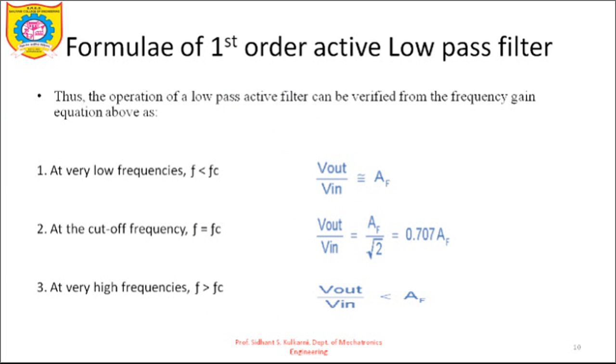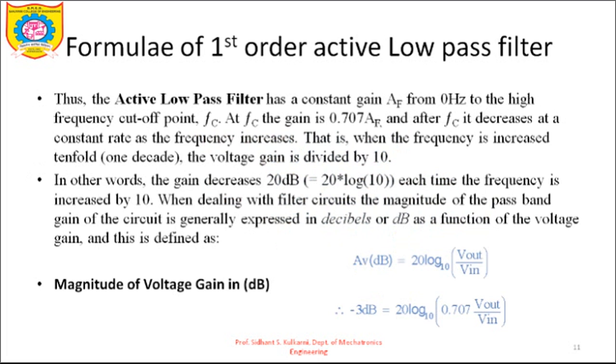very much less than the gain. So you can see that for lower frequencies it gives the gain of AF, at the cutoff frequency it gives a gain of 0.707 AF, but at very high frequencies the gain is much less than the closed loop gain AF, and we can say that this is acting as a low pass filter, providing gain to the low frequency signals. Thus, the active filter has a constant gain AF from 0 Hz to the high frequency cutoff point FC. At FC, the gain is 0.707 AF, and after FC it decreases at a constant rate as the frequency increases.